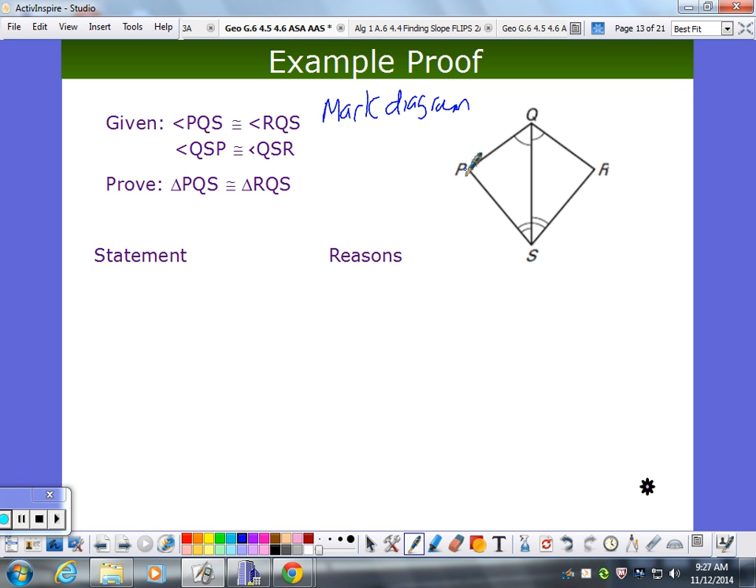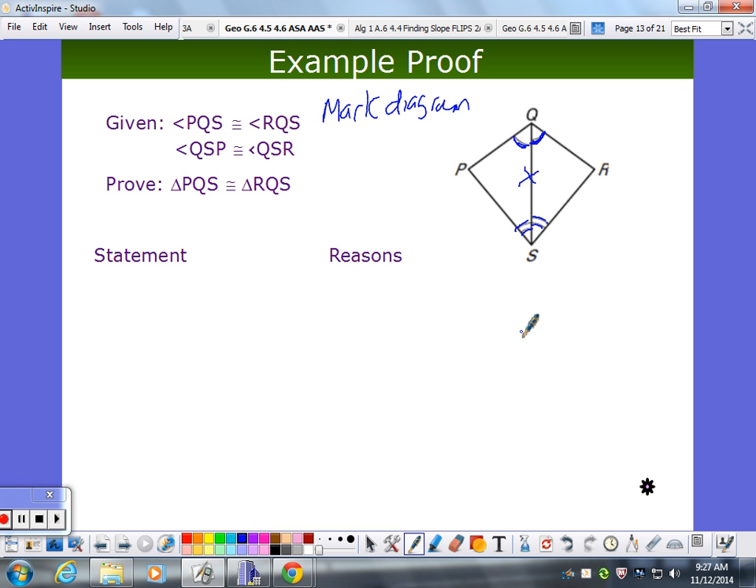First thing, mark the diagram. Okay, you guys ready? So angle PQS, let's find it. PQS, that's this one, congruent to RQS. Okay, that's that one. I know they marked it, I just have to see it. QSP, this guy, to QSR. Those are congruent pieces. Now what else can I mark here? Not this guy. So now what? Oh, wait a second. Do I have congruent triangles?